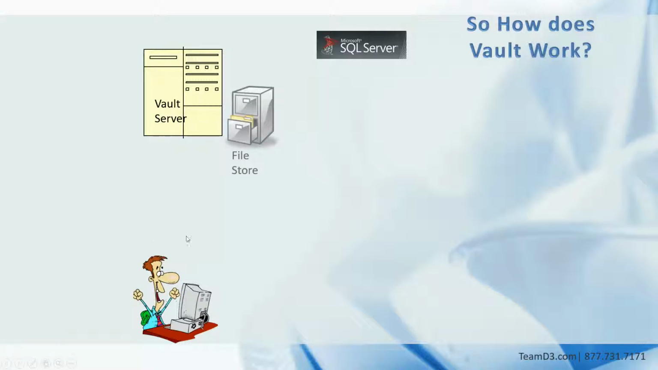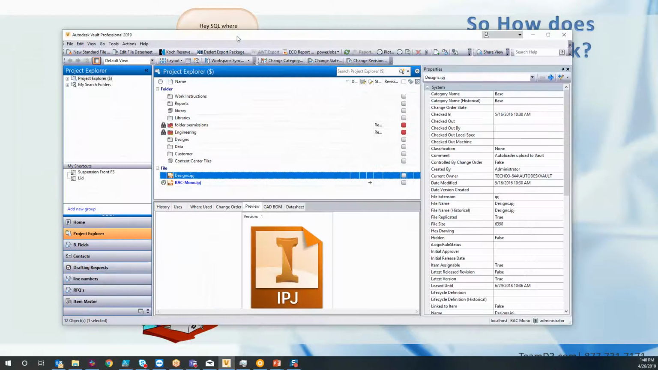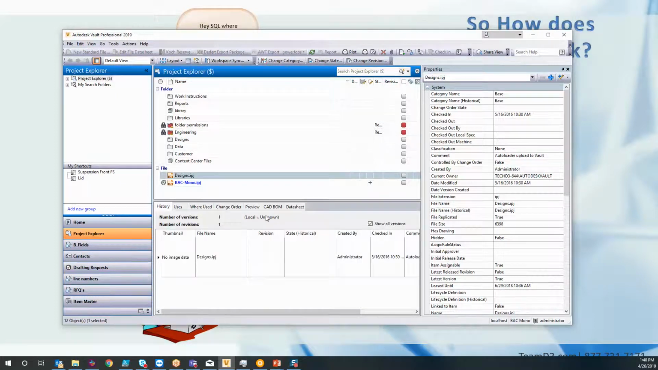And then you have your client, and he's got the applications on his computer, the fruit, right? Inventor, AutoCAD, and the Vault client. So he needs to work on a file. He says, hey Vault, I need information about this file. Vault says, cool. SQL, what do you know about this file? SQL says, well, here's everything I know about it. Remember that screen I showed you of the Vault? Here's its history. Here's its preview. Here's its BOM. Here's all its titles.